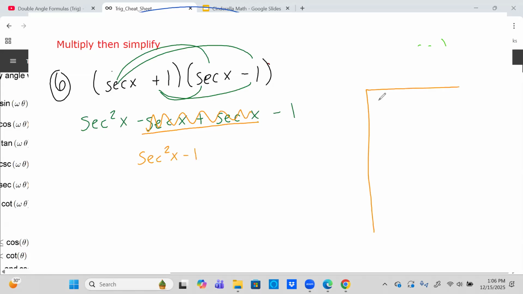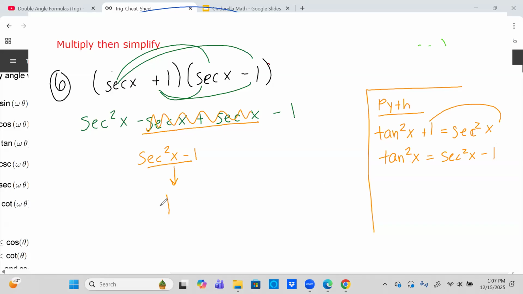Come back to your cheat sheet. Under the Pythagorean, we have one that says tangent squared plus 1 is secant squared. But that's not what we have. But if we just move the 1 over, we would have tangent squared equals secant squared minus 1. That is what we have. So we can replace that with our final answer, tangent squared. Okay. Those are the only two under the heading of multiply, then simplify.